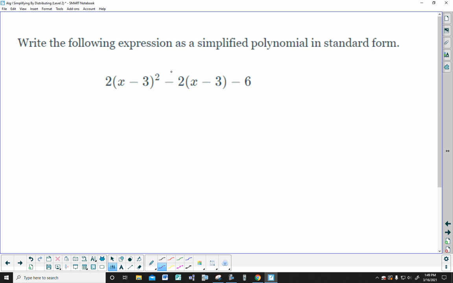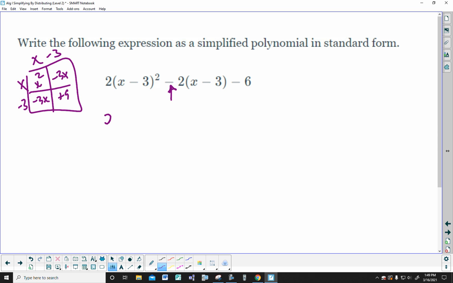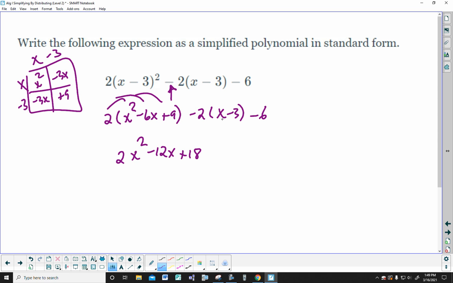If you need practice on distributing again, let me go ahead and FOIL this out, especially when there's a negative that you're distributing. Okay, so x minus 3, x minus 3. So x squared minus 3x minus 3x plus 9. So you get 2, x squared minus 6x plus 9 minus 2, x minus 3 minus 6. Distribute the 2 inside all three things. Then the minus 2 to everything, and you got to be a little bit careful because the negative sign goes to both. So minus 2x plus 6, and then minus 6.